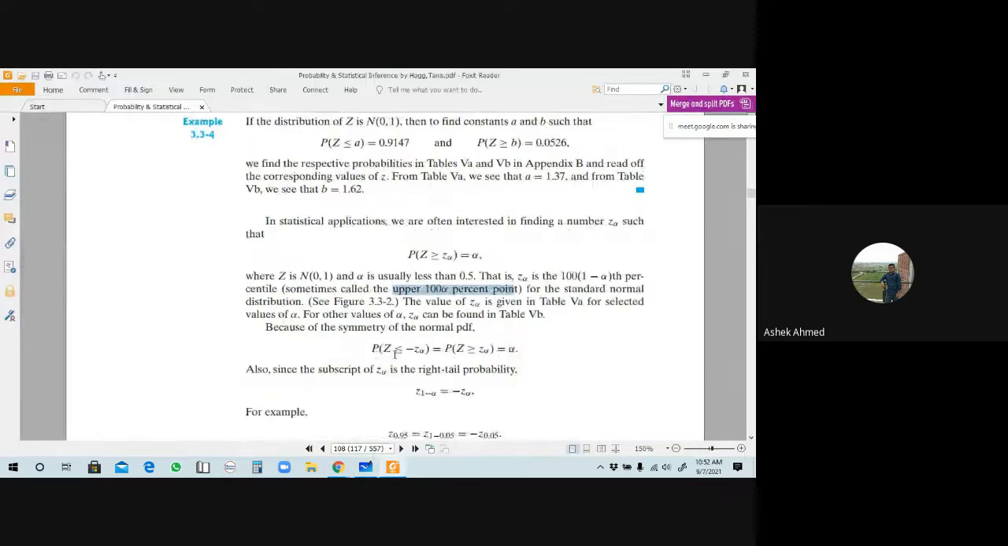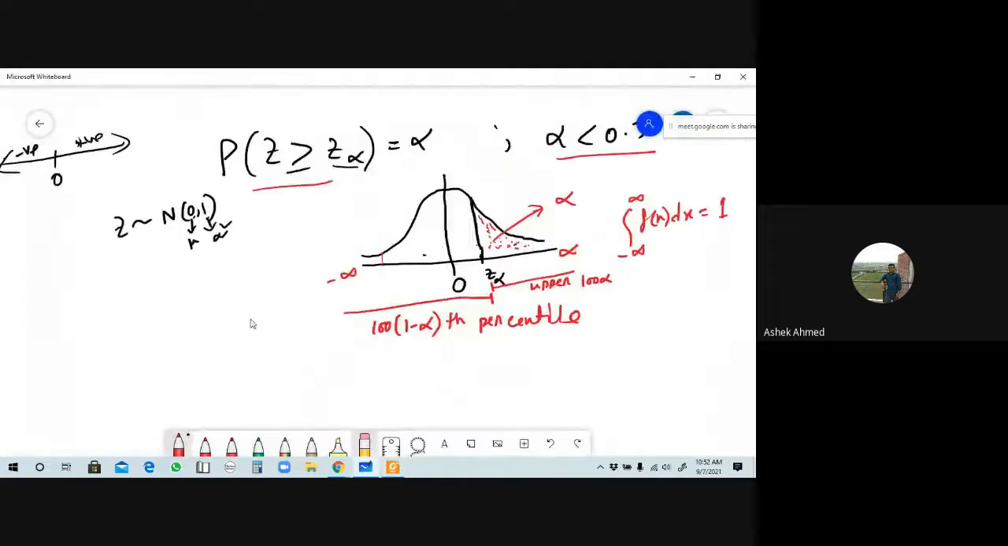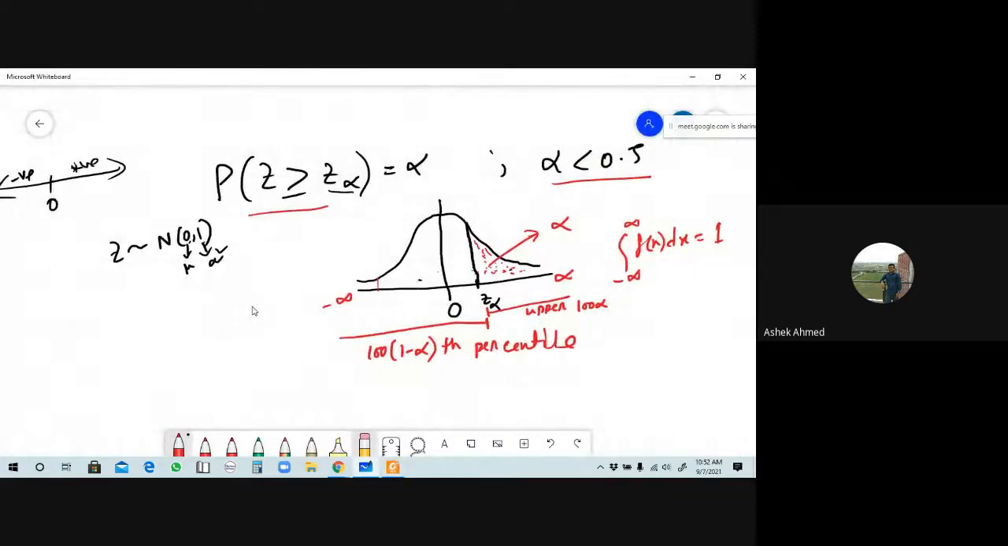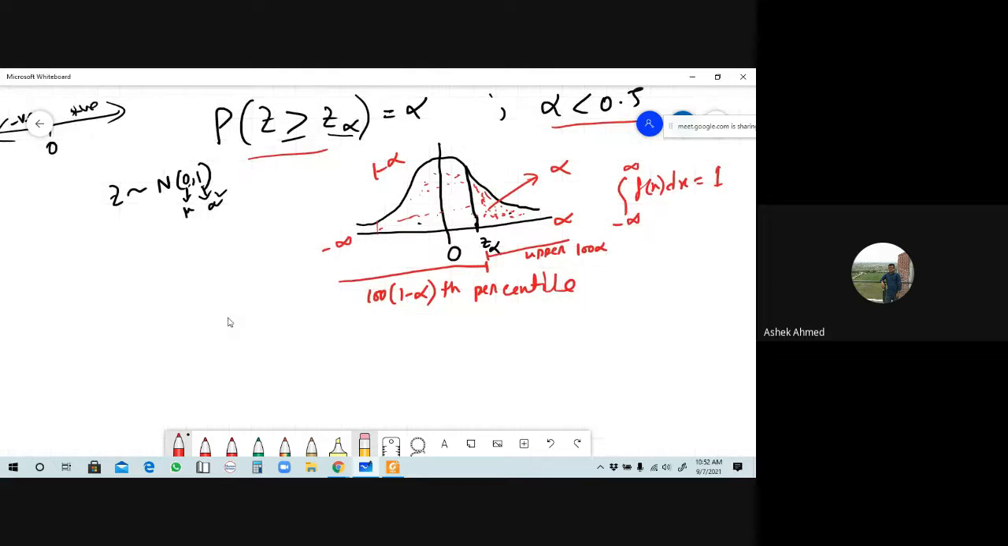So this is the formula here. If this is alpha, then tell me the area of this portion will be what? Can you say this is 1 minus alpha? Response me. Yes, sir.